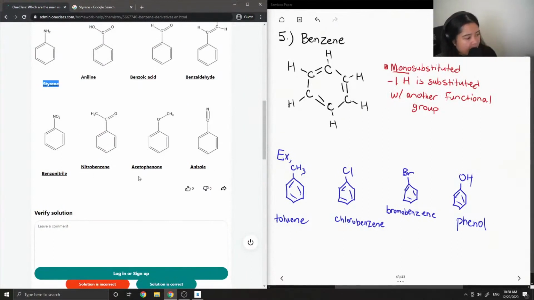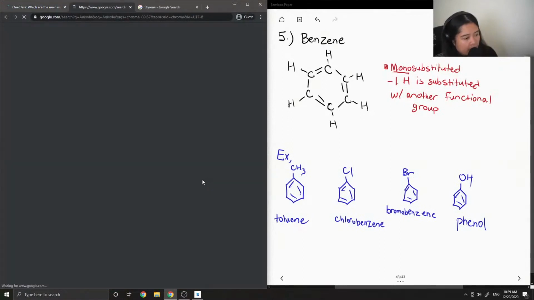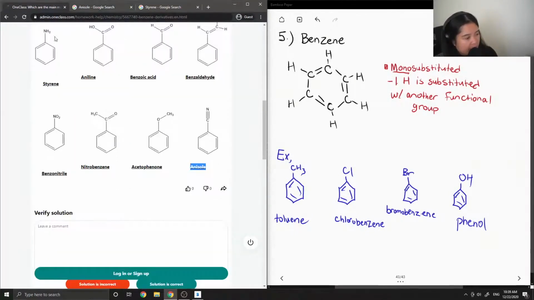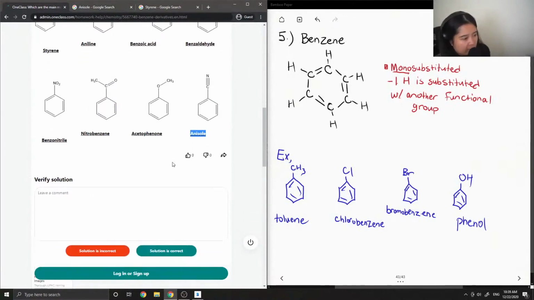Benzonitrile, acetophenone, anisole, and nitrobenzene. So acetophenone is the second compound here. Benzonitrile is the last one. Nitrobenzene is the NO2 group. And anisole is that, yeah. So it's pretty much like methoxybenzene, so it's the third compound here.